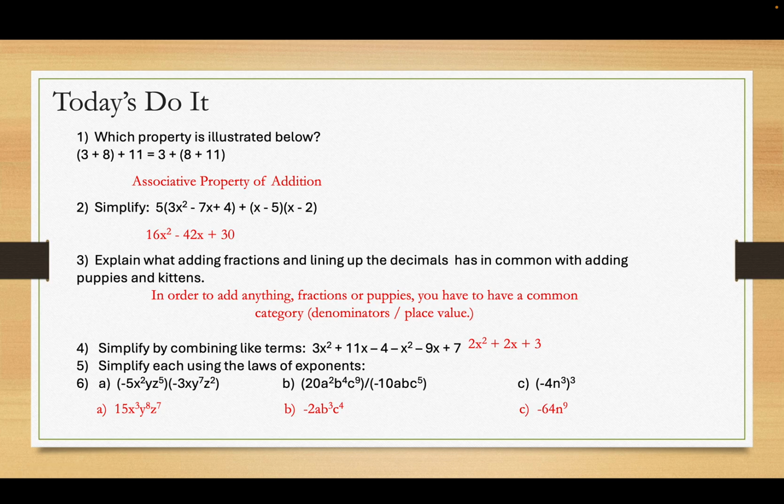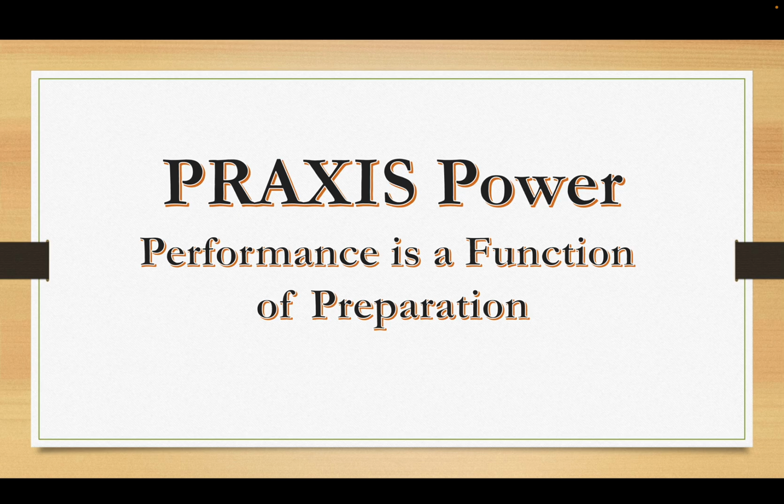And for C, you take the coefficient and do it to the exponent, as would make sense. And then when you raise a power to a power, you multiply. So negative 64 n to the 9th. So this is a really good summary of most of the skills that we've learned so far. We don't do every skill every day, but that's a good start on what we've been doing so far.